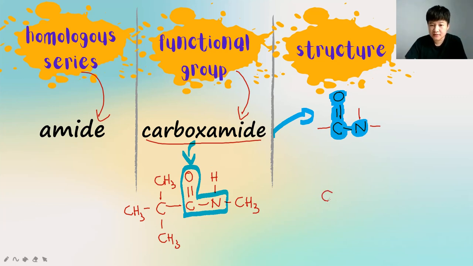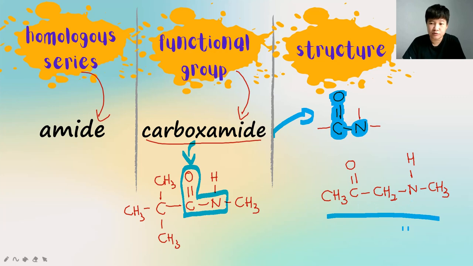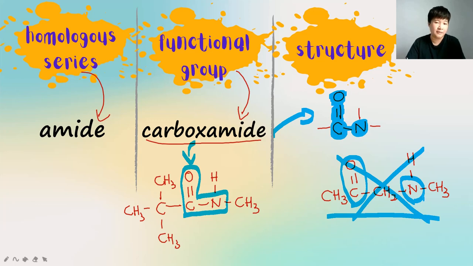In other words, if I'm having a compound like this, is this structure still your carboxamide? You have your C double bond O here, and then bonded to a carbon, and only then your nitrogen. So you can see that your nitrogen and carbon double bond O are not holding to the same carbon. Therefore, this is not carboxamide. Okay, they must be holding directly to the same carbon. Alright, clear?